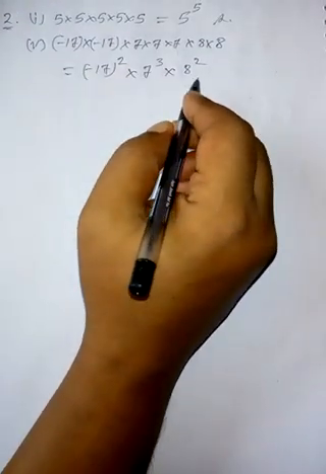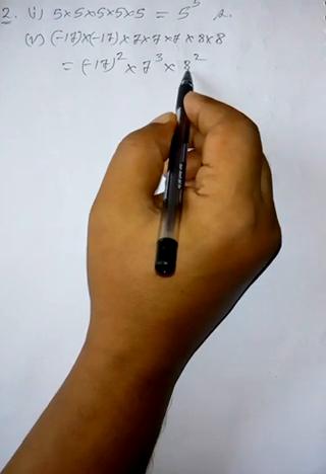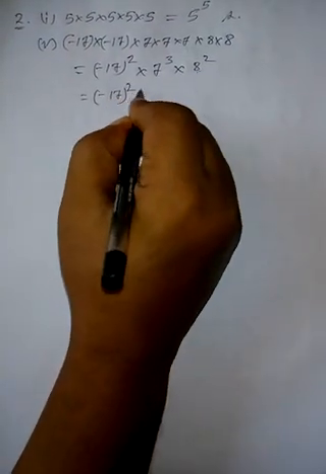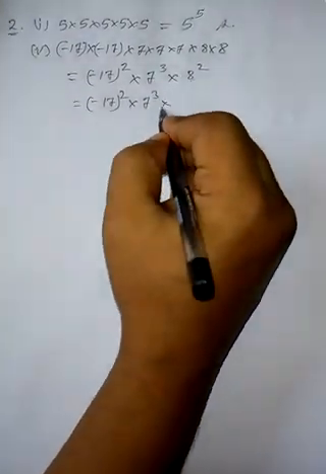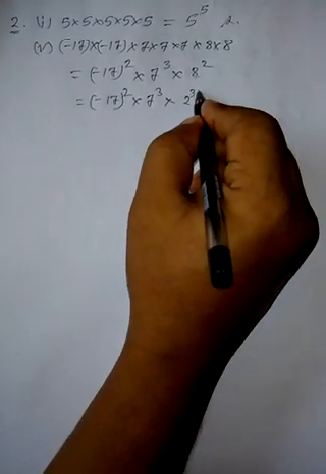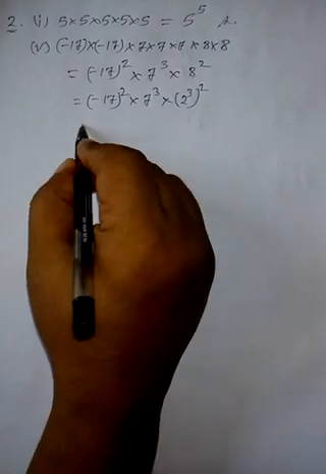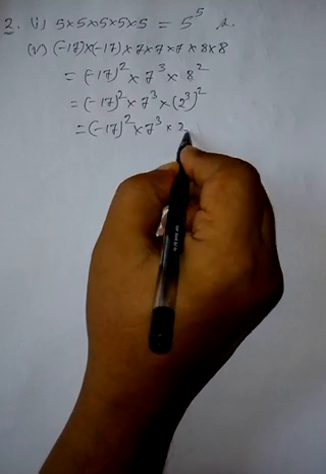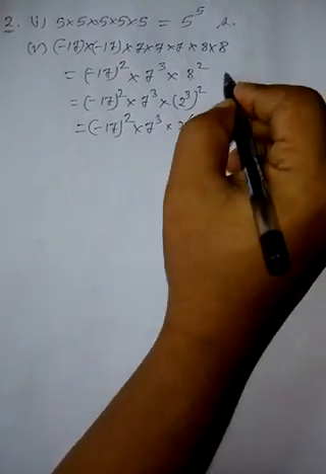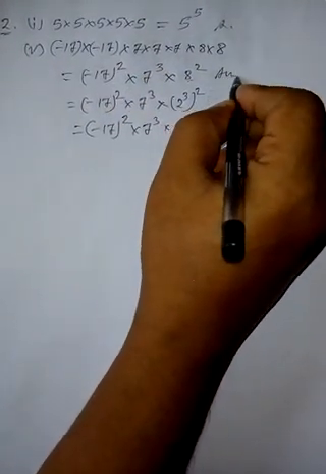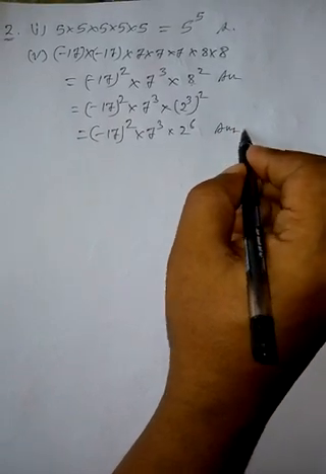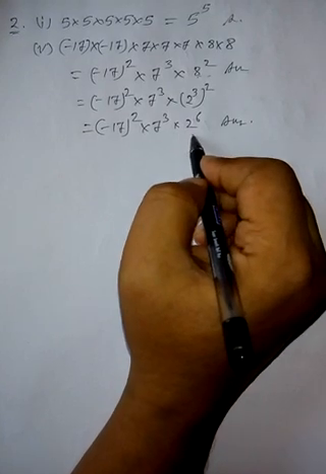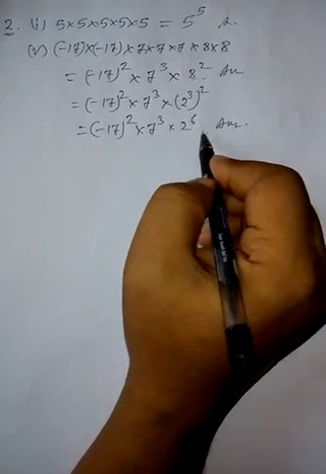You can keep it like this, or you can further change it, like minus 17 raised to the power 2 into 7 raised to the power 3 into 8 is 2 raised to the power 3, whole raised to the power 2. That means minus 17 raised to the power 2 into 7 raised to the power 3 into 2 raised to the power 6. You can keep the answer here also, or you can write it like this. If you want to leave it up to here, it's okay. But if you want to make it simpler, it is better.